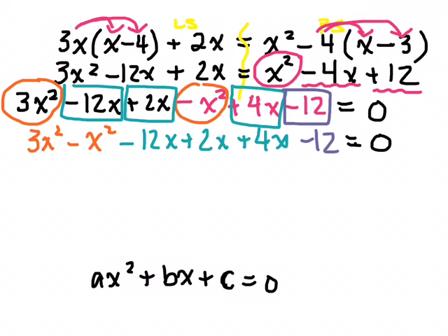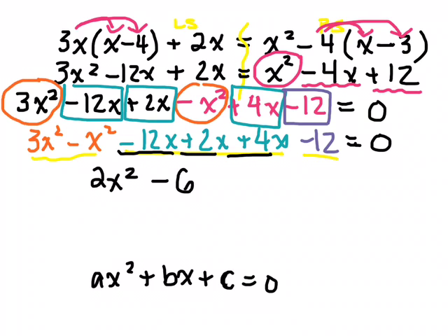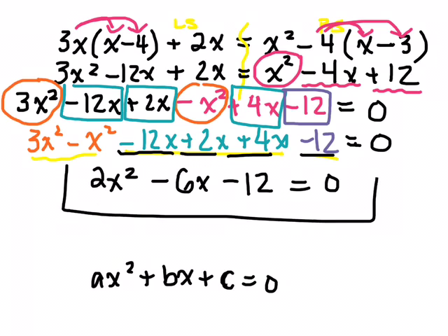Now that we've put all of our like terms together, we can simplify. So I color-coded it for you so you know which terms to add and subtract together. So what's 3x squared minus x squared? 2x squared. What's negative 12 plus 2 plus 4? Good. Negative 6x. And then we have our minus 12. All of this is equal to 0. And now this is in standard form.